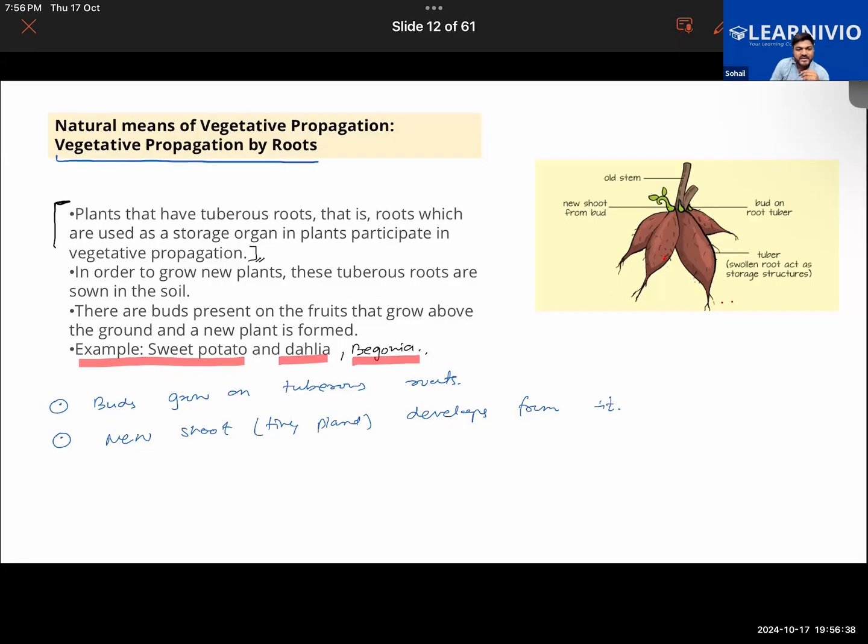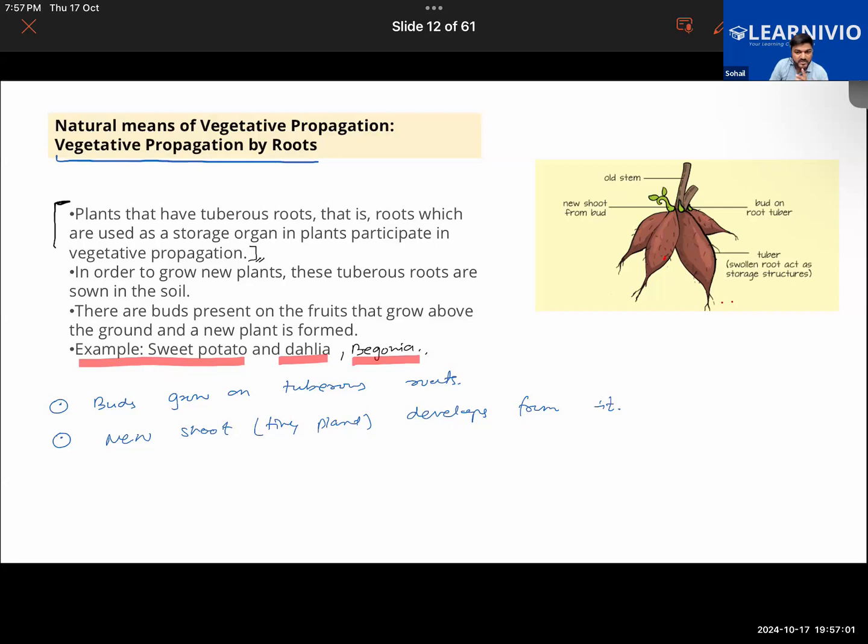You might have seen that aerial roots are also there. Know about the aerial roots in plants like... You might have seen in the banyan trees that aerial roots will be growing, and they will be providing extra support to the trees. So that is also a modified root.